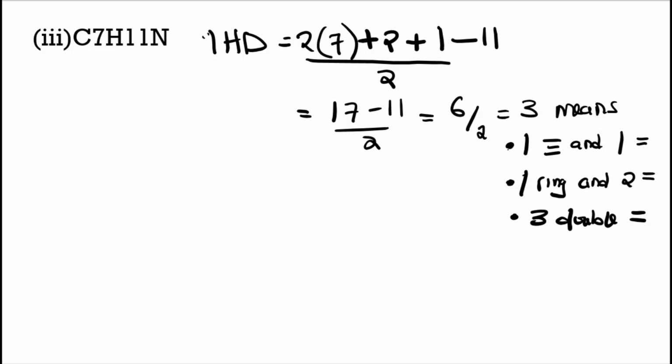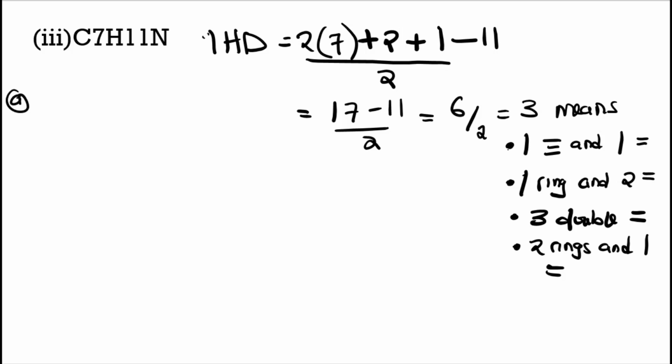So an IHD of 3 means you can have 1 triple bond and 1 double bond, 1 ring and 2 double bonds, 3 double bonds, or 2 rings and 1 double bond. That's what an IHD of 3 means. Okay, now let's draw the possible structures for this.